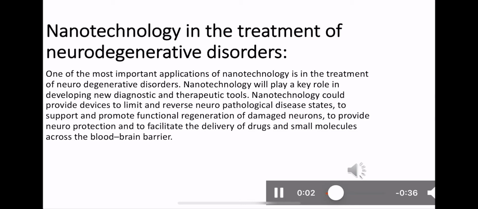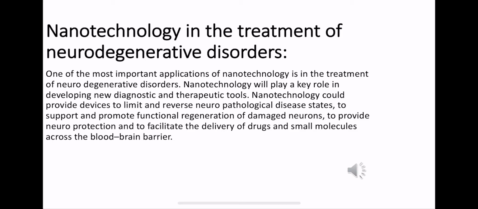Nanotechnology in the treatment of neurodegenerative disorders. One of the most important applications of nanotechnology is the treatment of neurodegenerative disorders. Nanotechnology will play a key role in developing new diagnostic and therapeutic tools. Nanotechnology could provide devices to limit and reverse neuropathological disease states, to support and promote functional regeneration of damaged neurons, to provide neuroprotection, and to facilitate the delivery of drugs and small molecules across the blood-brain barrier.